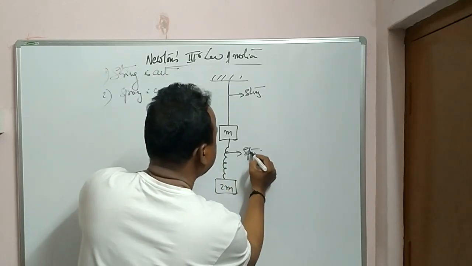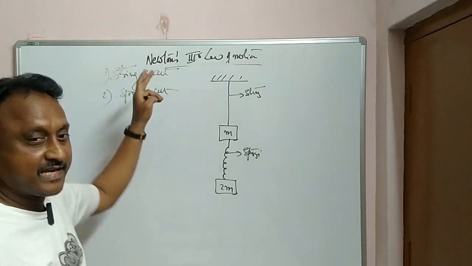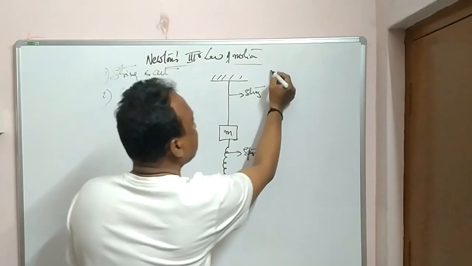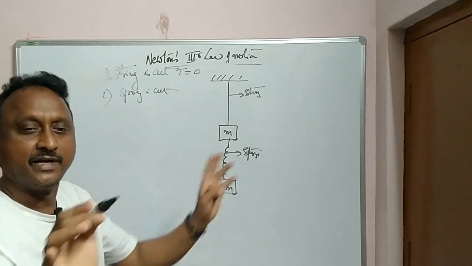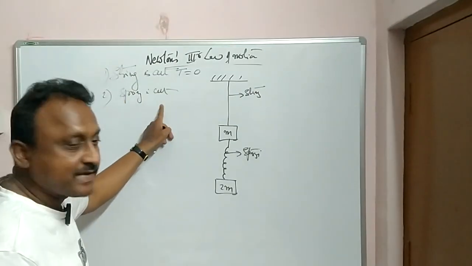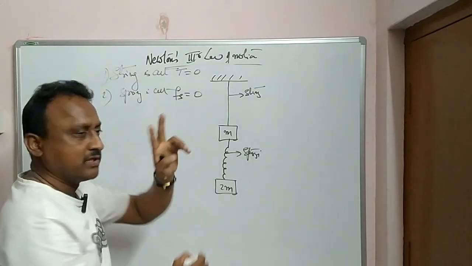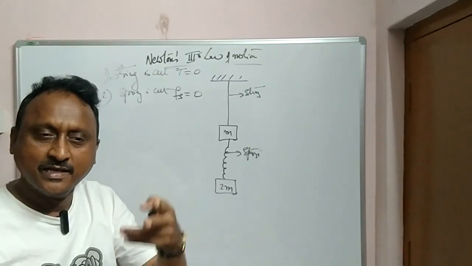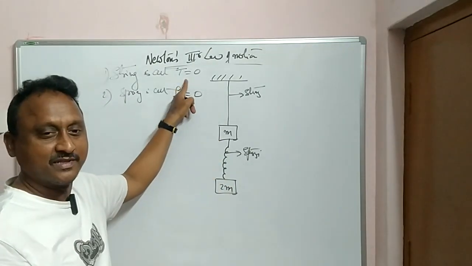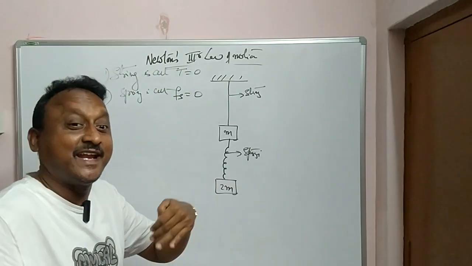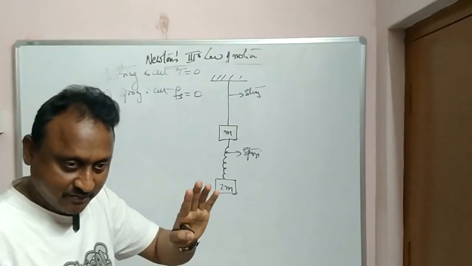Spring. Now what you have to make in your mind is, when a string is cut, tension will become 0 immediately. When a spring is cut, spring force will be 0. These points you have to make in your mind. String cut చేసిన వెంటనే immediate ఏమవుతుంది? Tension 0 అయిపోతుంది. అలాగే spring cut చేసిన వెంటనే immediately spring force 0 అవుతుంది. These are things you have to make in your mind.